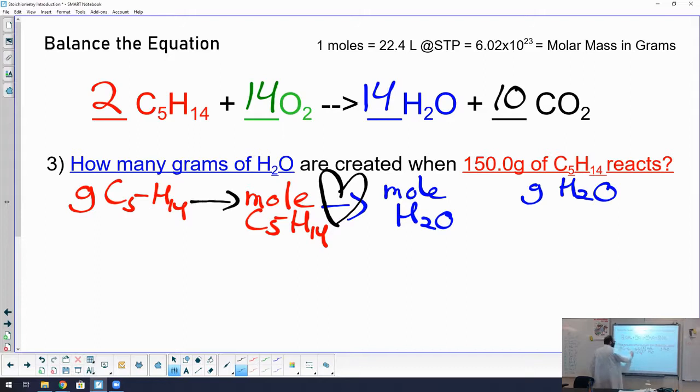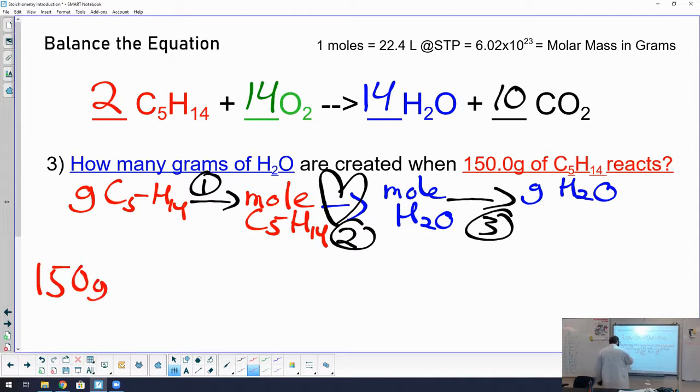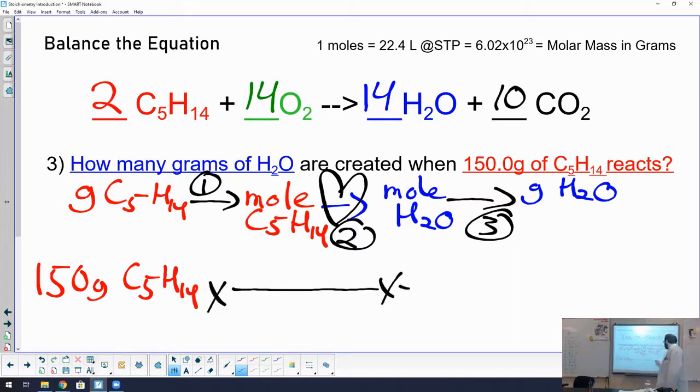And all I'm doing here is I'm going to take my grams and get to that mole conversion. So my grams will become moles of C5H14, turn those into water moles, and finish up ending with those in grams of water. This will take 3 steps. We're starting with that 150 grams of C5H14. You're going to need to do 3 steps of math to get our final answer.